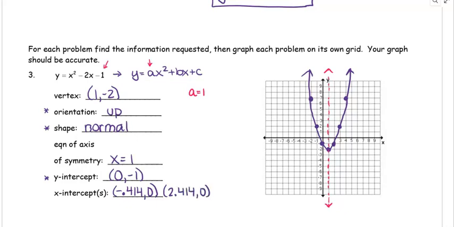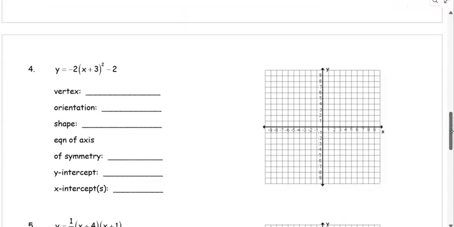All right, so when we are in standard form, we can find the orientation, we can find the shape, and we can find the y-intercept just by taking a look at that equation. All right, let's flip it over. Let's take a look at the second one.